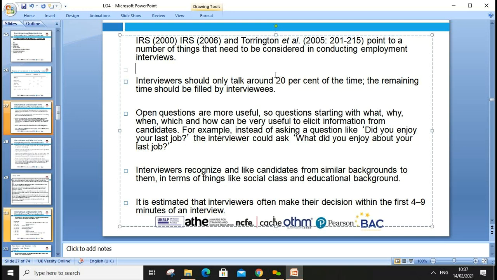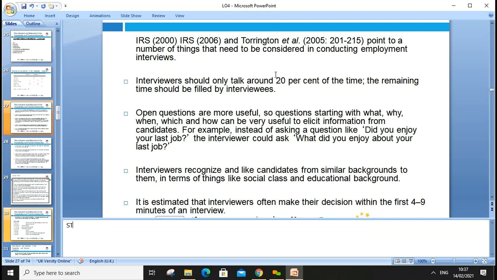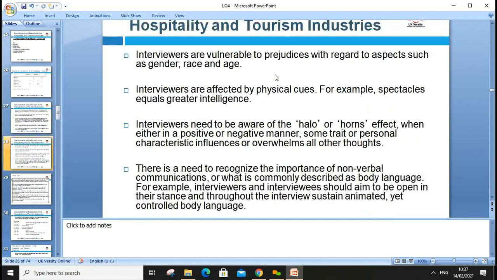For example, instead of asking a question like, did you enjoy your last job? the interviewer could ask, what did you enjoy about your last job? The interviewer recognizes the candidate's background. Okay, guys, I mentioned in our previous discussion as well, it is good to look at the STAR method of interview. This is called a competency-based interview, and most employers are using this technique to conduct interviews.